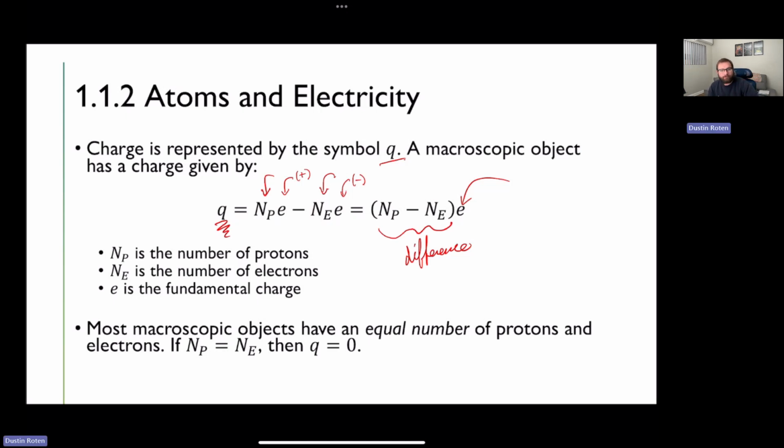For most macroscopic objects, usually they're neutral. They have an equal number of protons and electrons. So if that's the case, you'll notice from the equation, if n p and n e are the same, then q equals 0, and that's no charge.